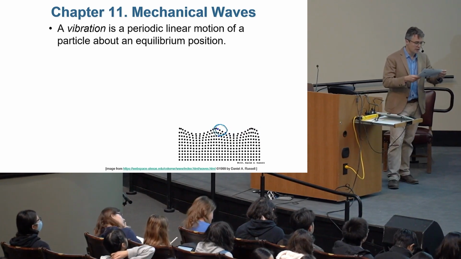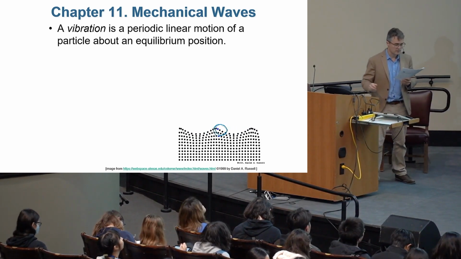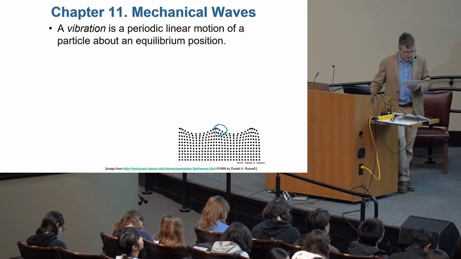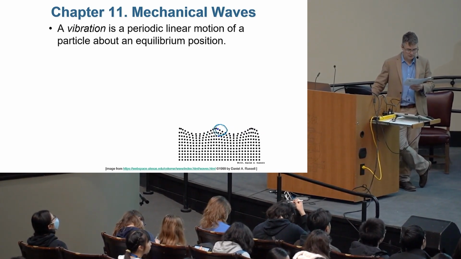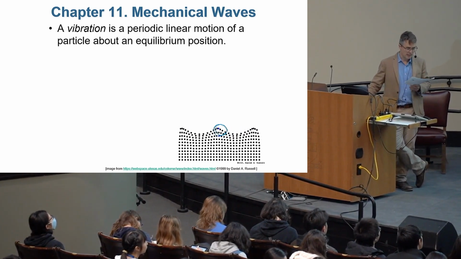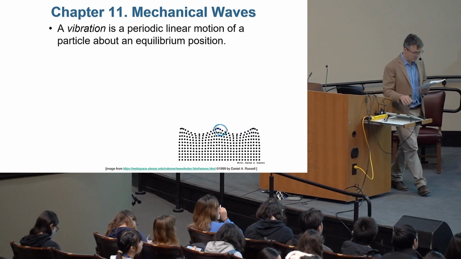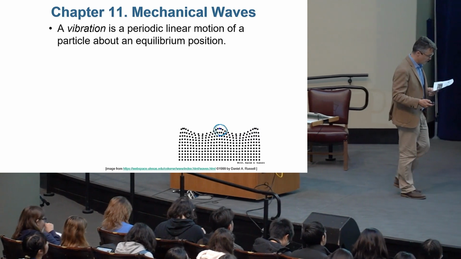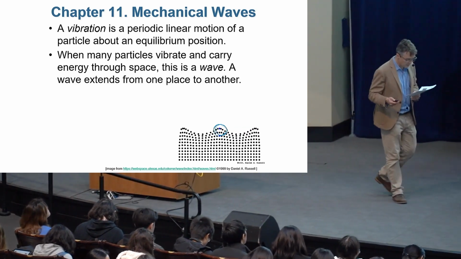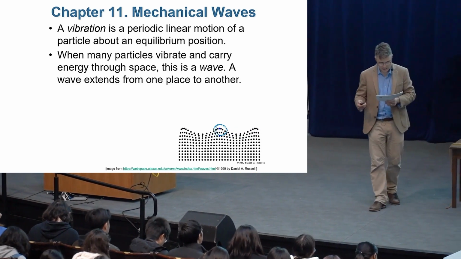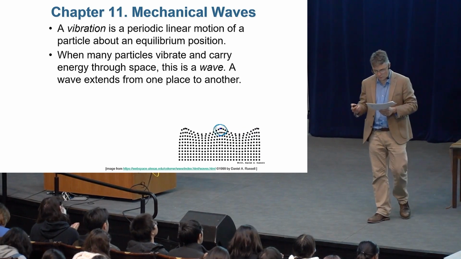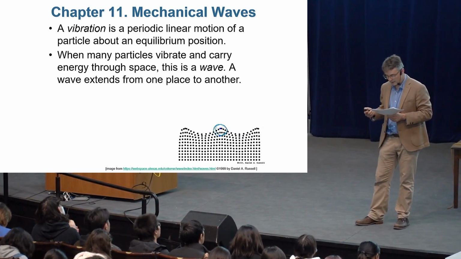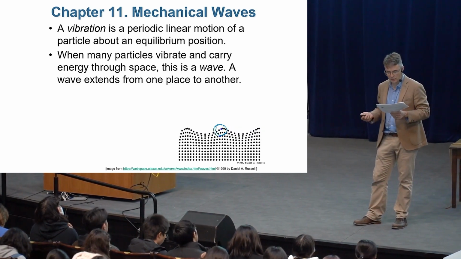But in this chapter, we're talking about mechanical waves, such as sound. A vibration, from chapter 10, is a periodic linear motion of a particle about an equilibrium position. But when many particles vibrate and carry energy through space, this is a wave. And a wave extends from one place to another.